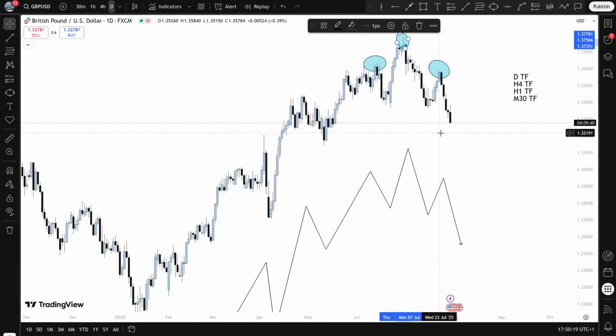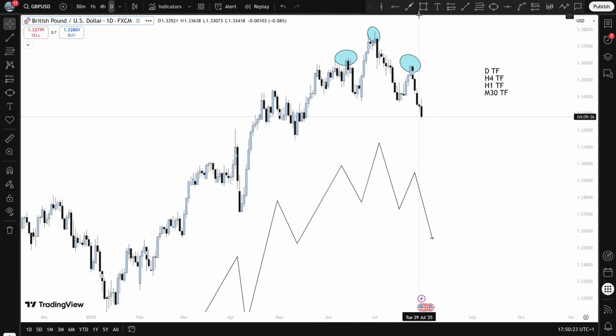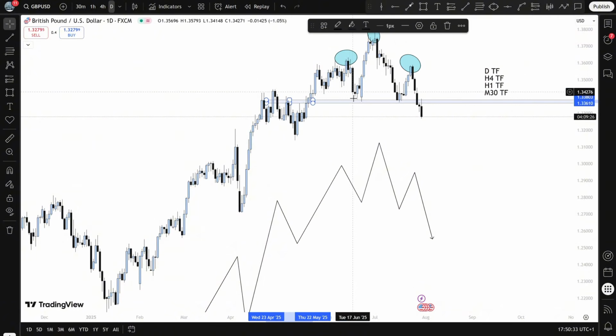Very simple. Now, how do we know that the trend will be heading to the downside, or that GBP USD is done with the bullish move for now? After we have that head and shoulders pattern, we have a resistance here that was broken and turned into support. This is a clear change of structure.